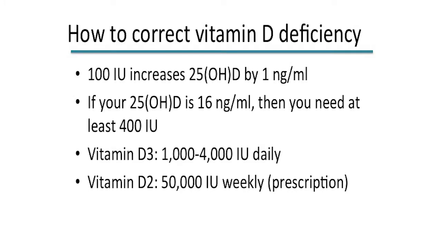So how do you correct vitamin D deficiency? A simple adage is that 100 international units increases your serum 25-hydroxy-D by 1 nanogram per ml. So if you get your 25-hydroxy-D levels checked and it's 16, well, 16 is 4 nanograms per ml less than the recommended baseline, which is 20. So 4 is what you need, 400 international units is what you need to supplement.